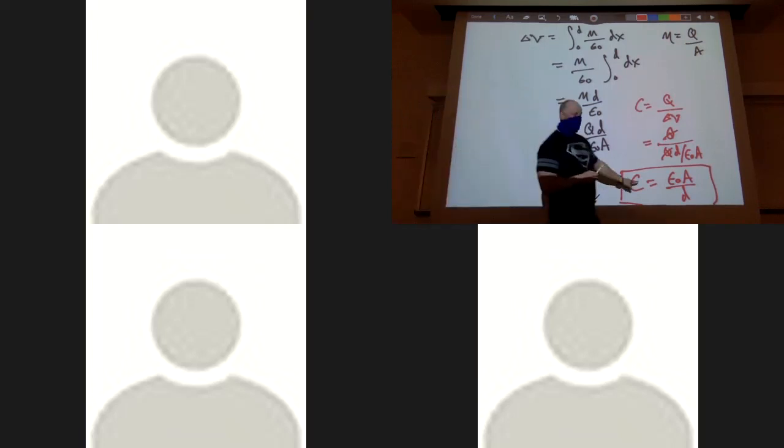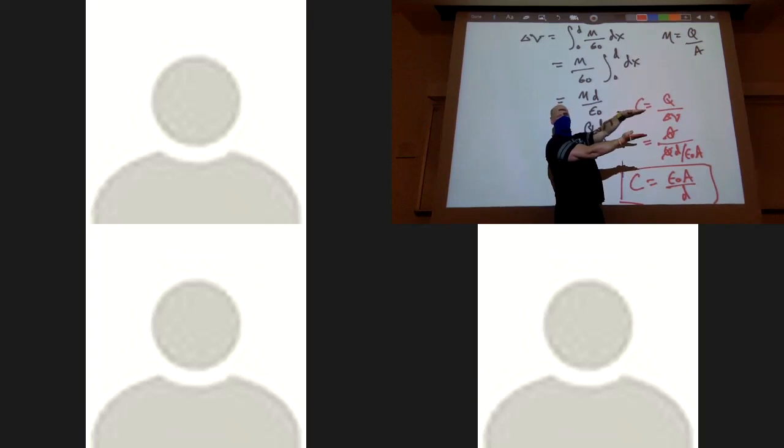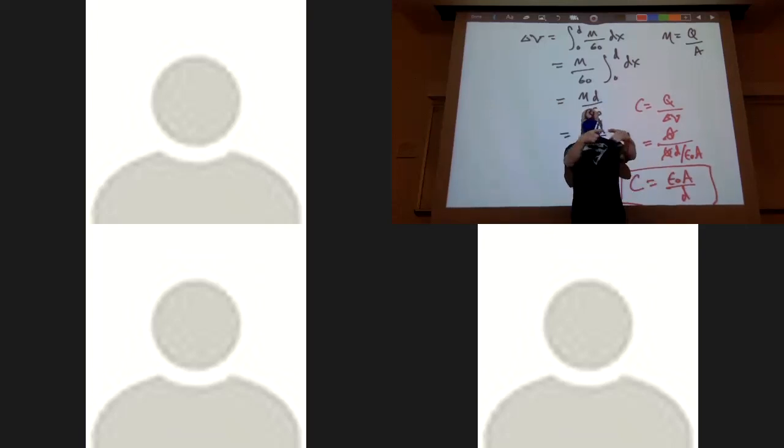So here, this says if I want to make my capacitance go up, I'm going to simply take my two plates and move them closer to each other. As this distance gets smaller, the capacitance goes up. Or I'm going to take that cross-sectional area and make it bigger. That's it.